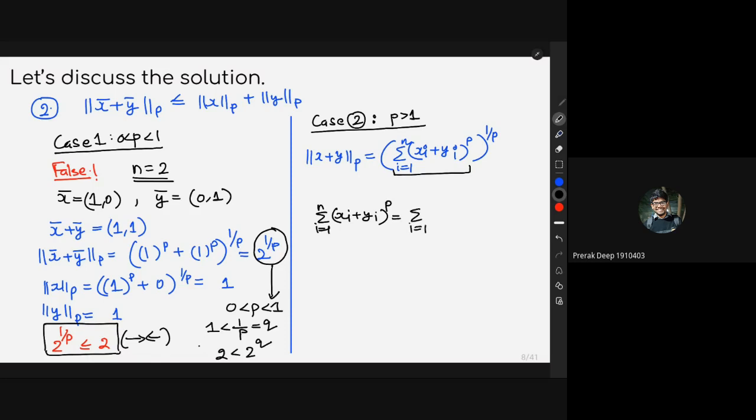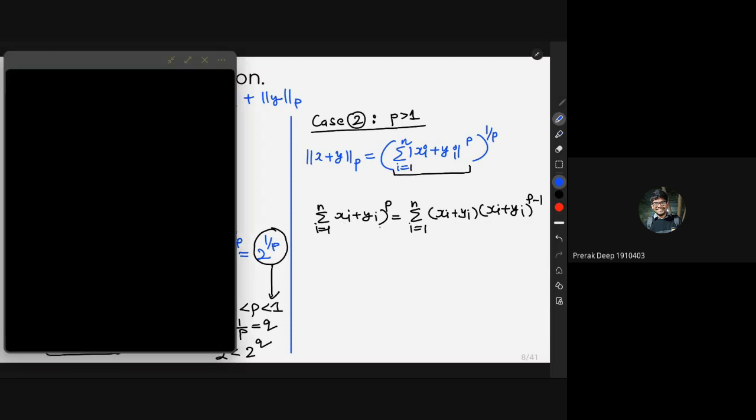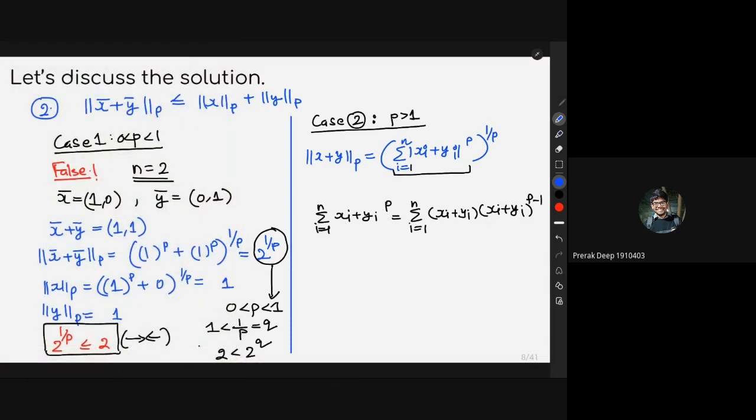Now this interior bracket can be written like this. One can break it this way. And there is one more step that I missed. It's not just the bracket; it is the modulus of the sum. It's not just the simple vector. It is the modulus of the sum. So it is basically the modulus of xi plus yi times the modulus of xi plus yi to the power p minus 1.